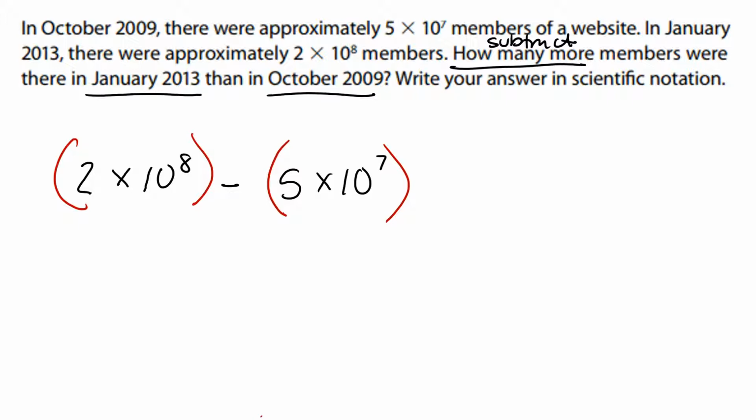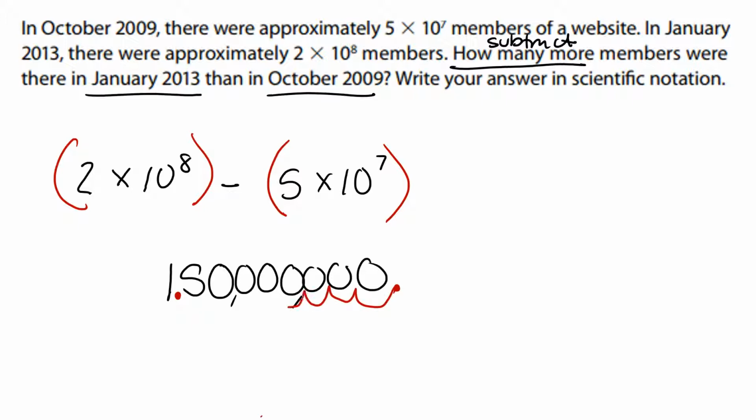So parentheses, 2 times 10 to the 8th power, minus parentheses, 5 times 10 to the 7th power. And we get the answer of 15 followed by 7 zeros. This answer is not in scientific notation, so we have to rewrite it. In a whole number, the decimal starts off here at the end. We want to move it till it is behind the first number. To move the decimal point, we have to go 1, 2, 3, 4, 5, 6, 7 times.